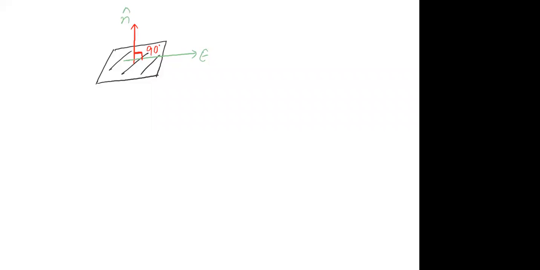And if the angle is 90 degree, what will be the value of flux? Flux will be equal to EA cos 90. In this case, the flux flowing through the surface will be exactly equal to 0. Did you understand? Yes, sir.